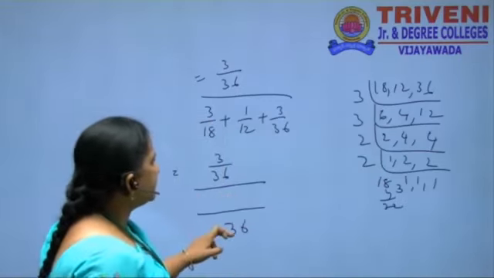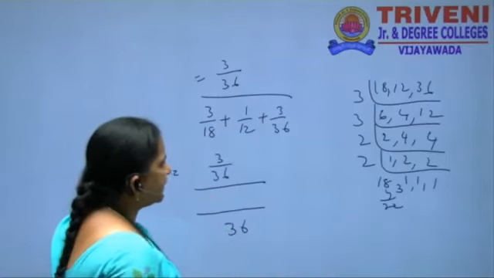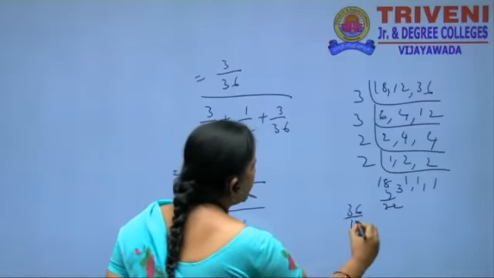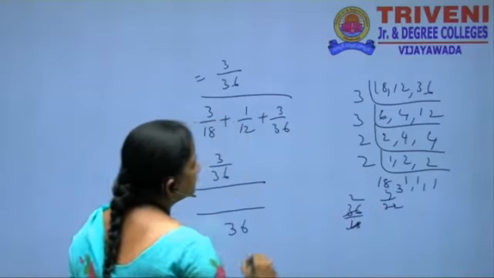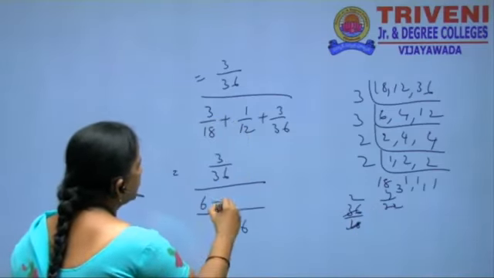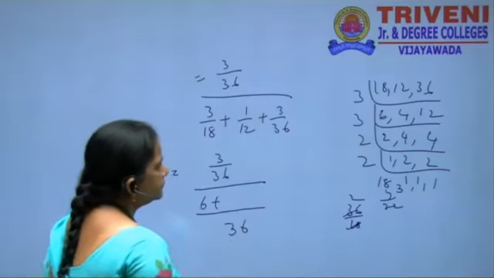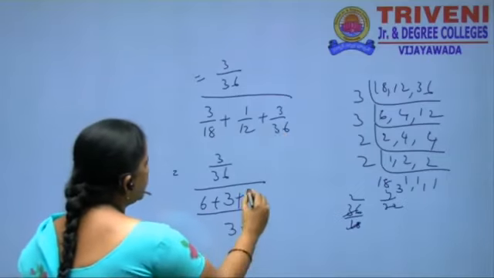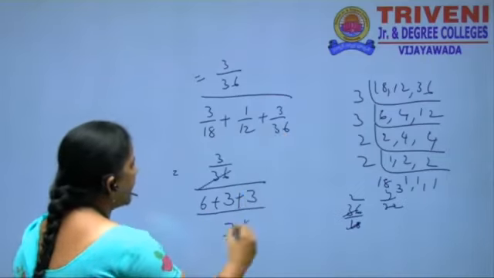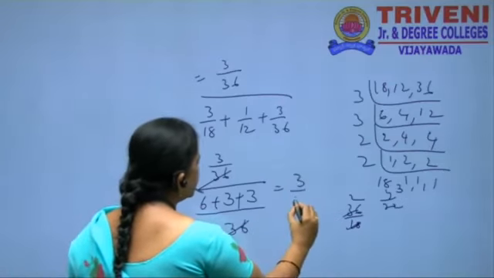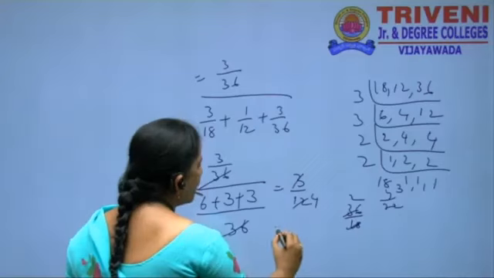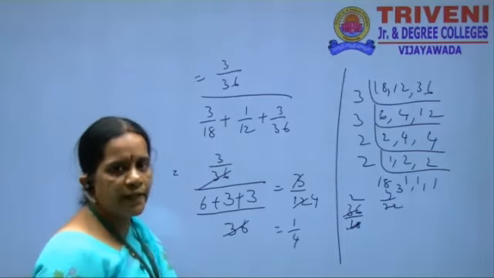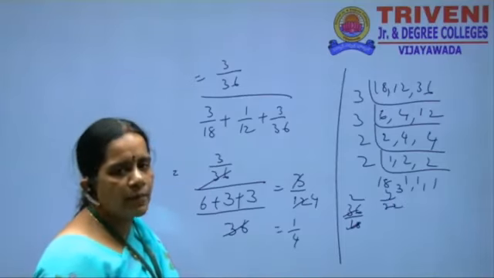How many times? 36 by 18 is 2 times. 2 into 3 is 6. 36 by 12 is 3. And again 36 by 36 is 1. Here 36 and 36 get cancelled. Then 3 by 12, here 3 will cancel, giving 1 by 4. Therefore the probability of taking the red ball from the third box is 1 by 4.